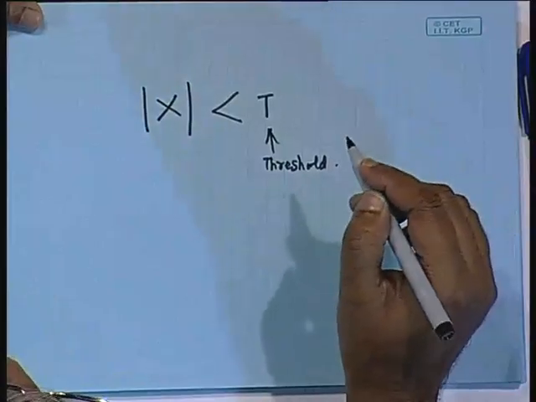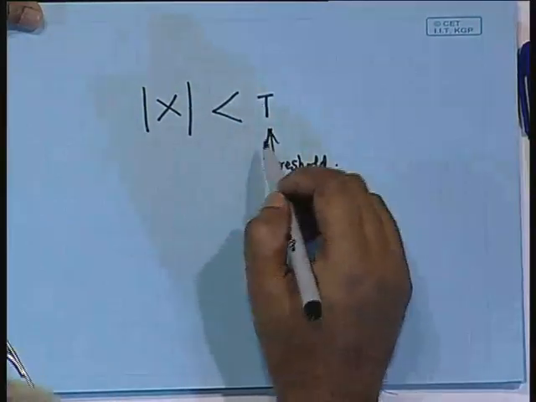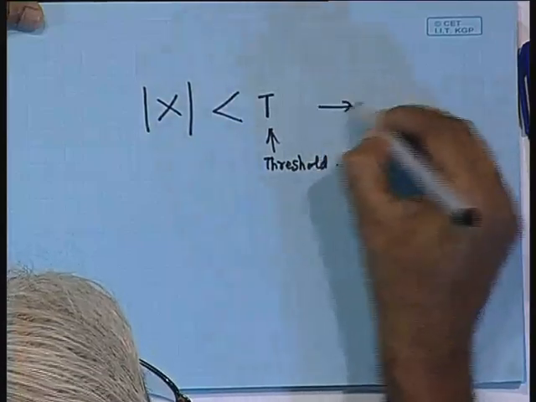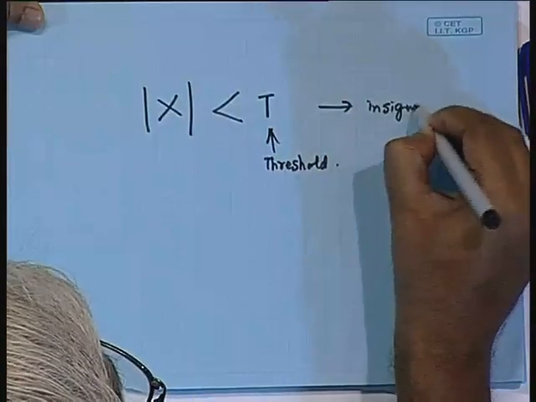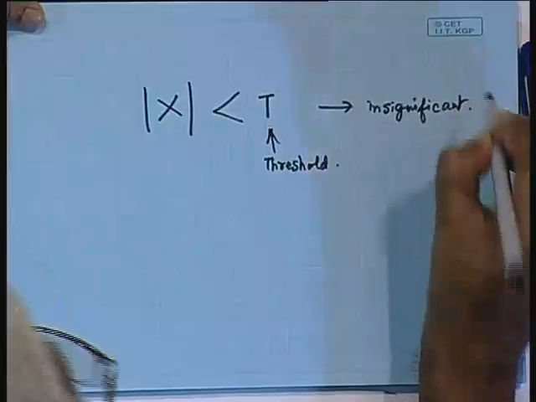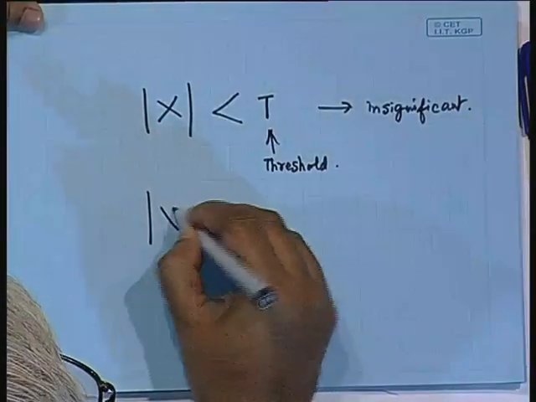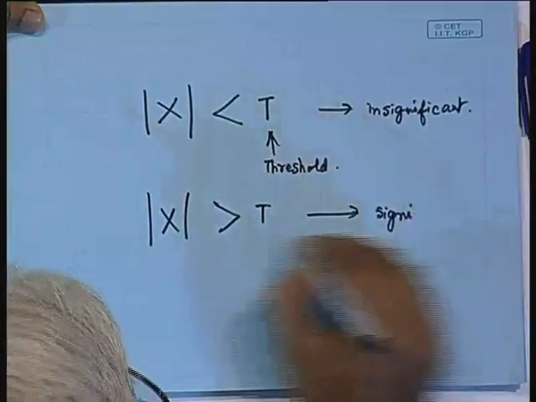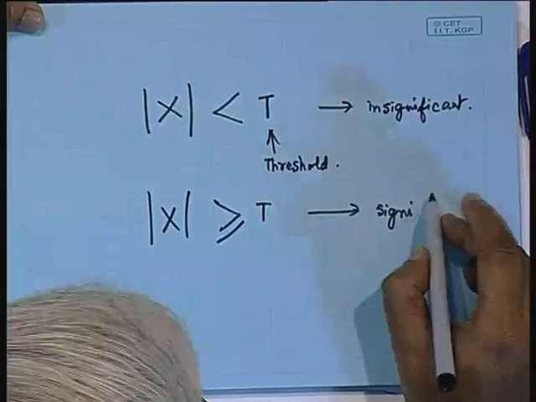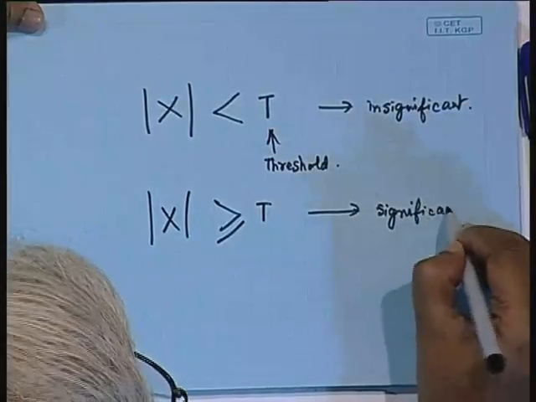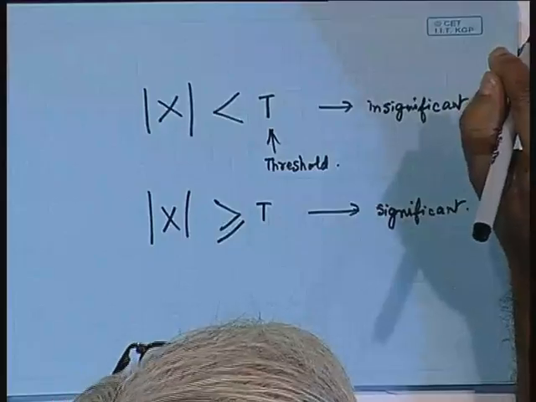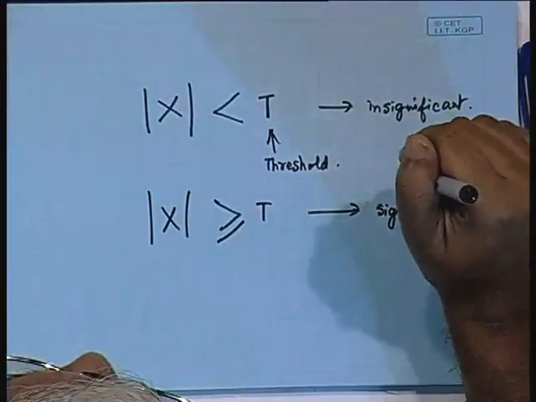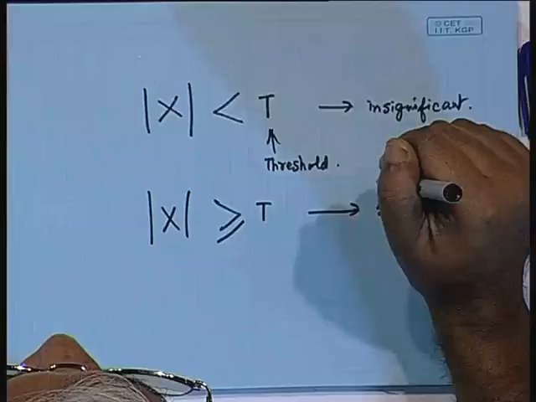Now, we define that if mod of x is less than t, then it is declared as insignificant, and if mod of x is greater than t, then it will be called significant. Or, just to take care of the equal to case, we can say that mod of x greater than or equal to t makes x a significant coefficient. So, significant or insignificant is a binary decision. In fact, that is how I should have framed the example.